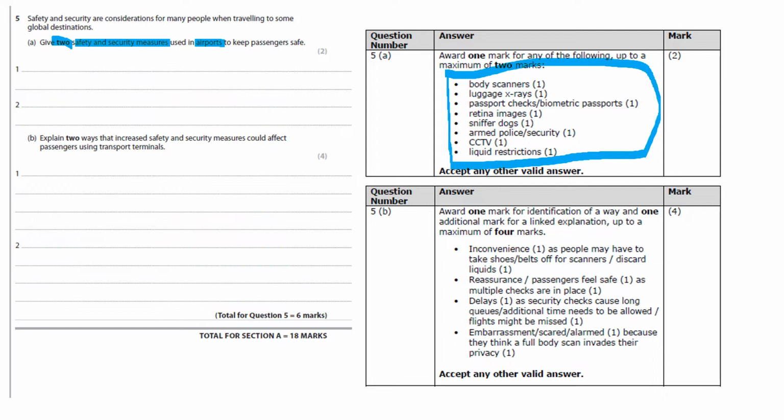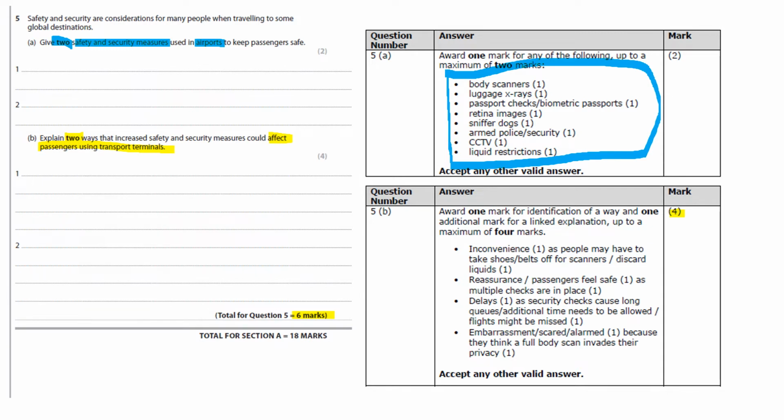Now, if you're doing those things, it's going to affect passengers using the terminals. Affect means it's going to change their experience. That could be negative. And if you look down here, what's interesting is that this is two ways, but it's 4 marks. What that means is, similar to the other points we've had, 1 point, 1 explanation, 1 point, 1 explanation.